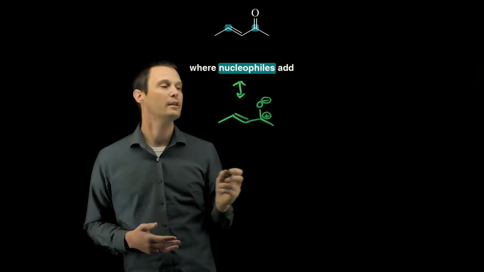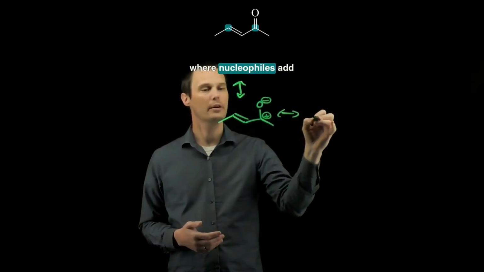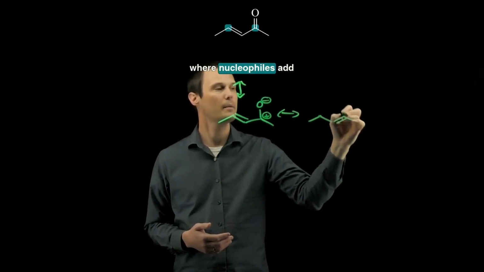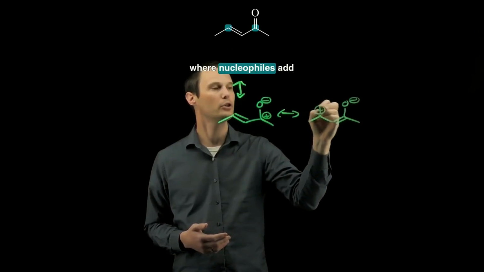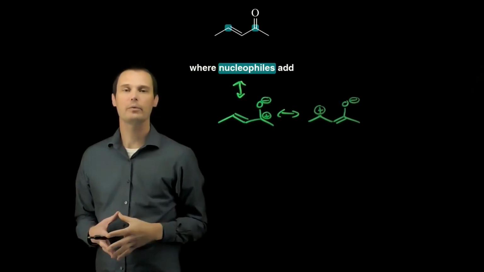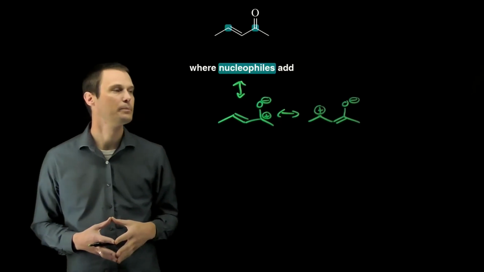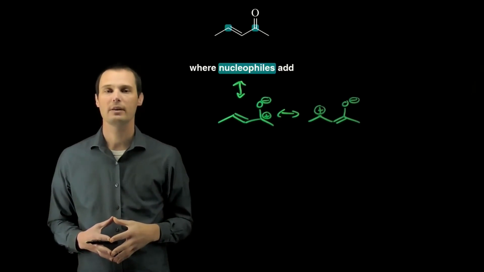The pi bond is then in resonance with the positive charge, so we can draw another resonance contributor where we shift the pi bond over and have a positive charge on carbon. These are the minor resonance contributors for this structure. This helps us predict where nucleophiles will add.